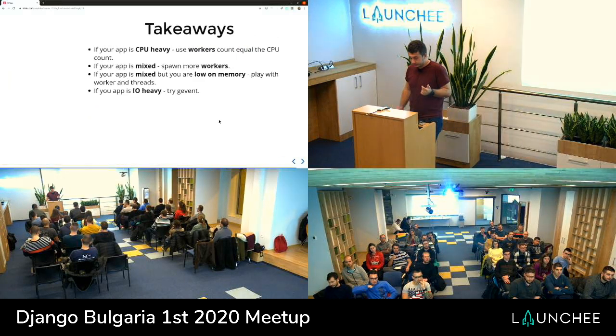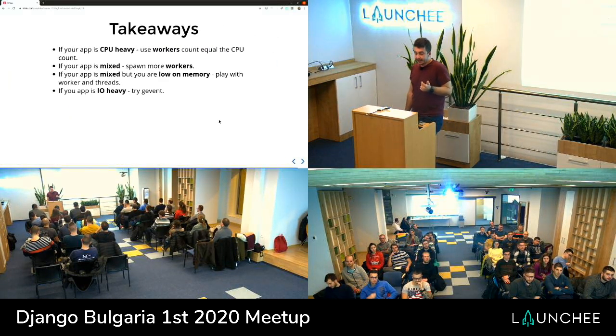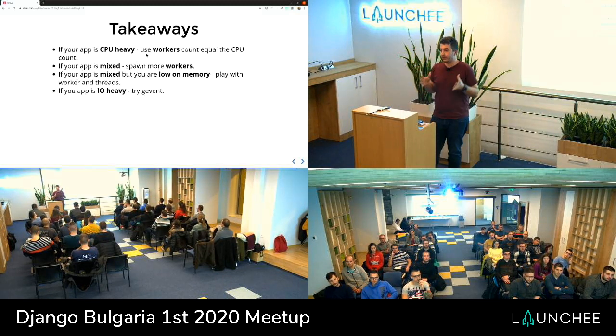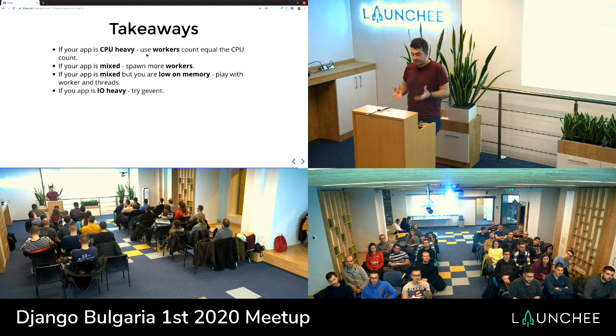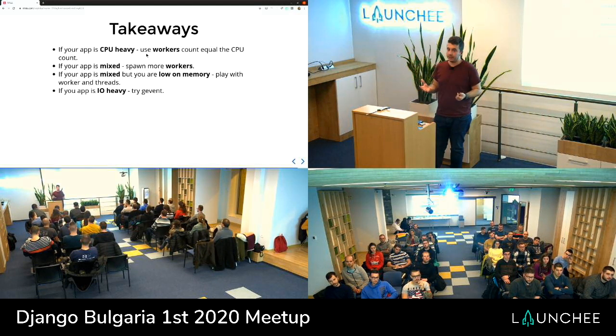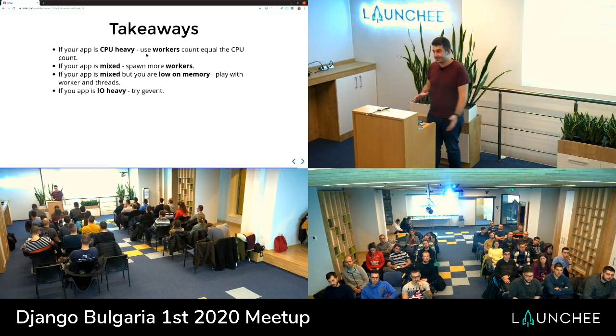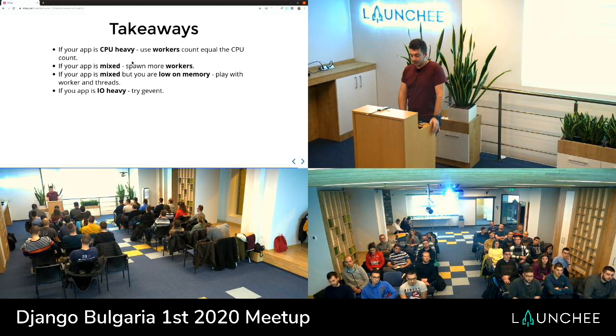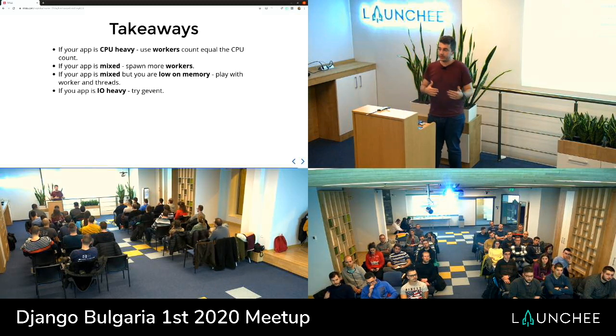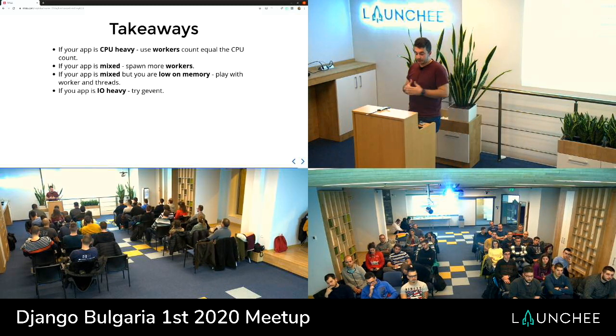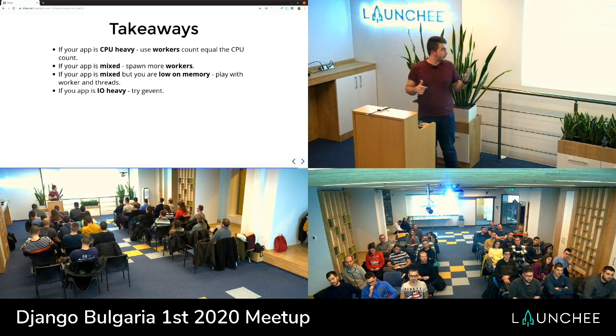So as a takeaway, we can say that if you have CPU-heavy operations, just use workers equal to the count of the CPUs in your machine. If you have a mixed workload, like almost all of us have, you can always spawn more workers. And if you're low on memory, like in most cases, because Django is pretty hungry on memory, you can just spawn some threads and workers and make them work together. And if you're using some IO heavy operations, then you better go with async IO and Gevent.